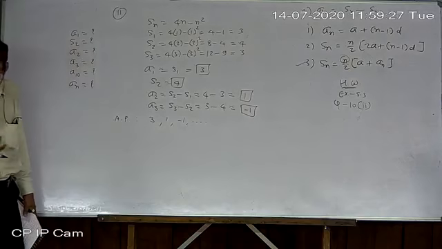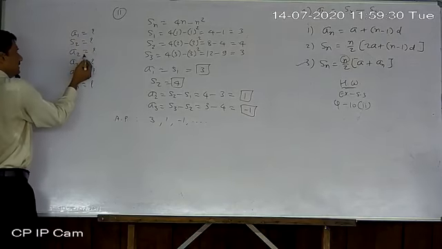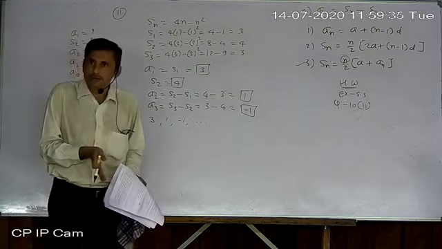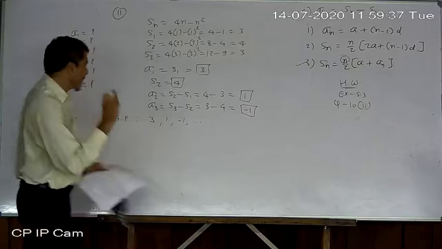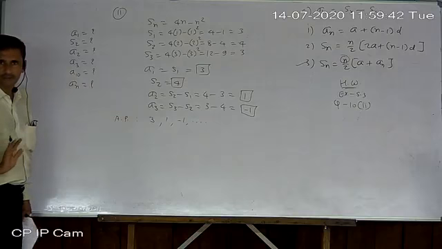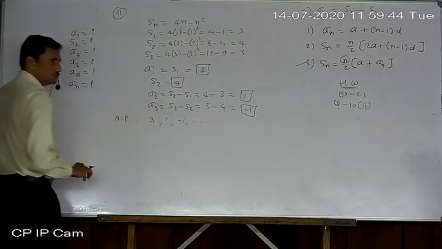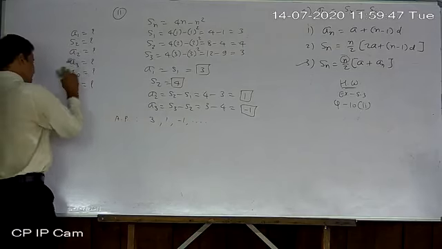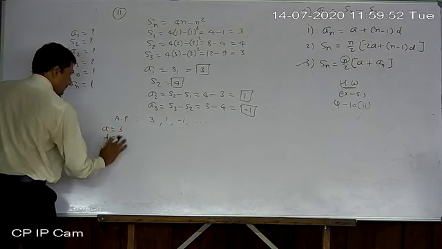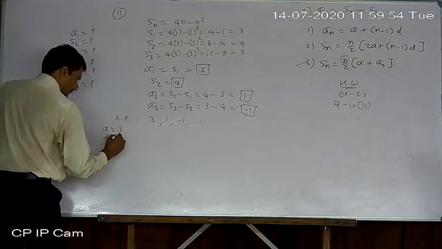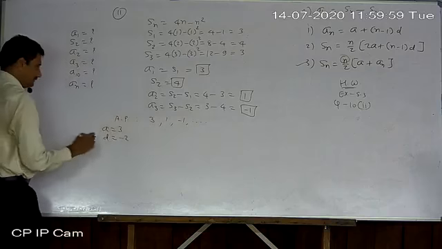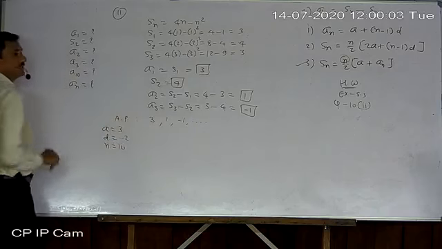You got AP indirectly. Why? Because we have A1, A2, A3, which means the first 3 terms we already found. So we found the AP also. Now whatever they ask we can find, because we have A and D, and they have given N. So now A is 3, D is 1 minus 3, which is minus 2. Look here, second term minus first term.